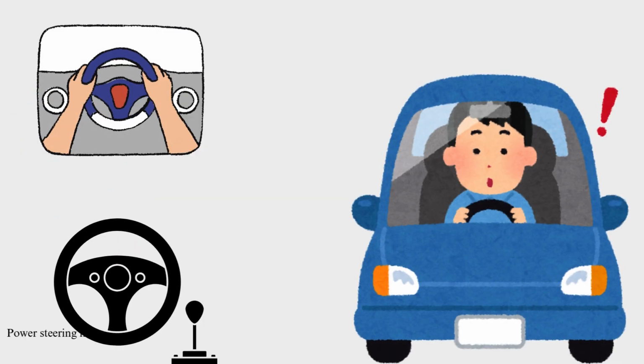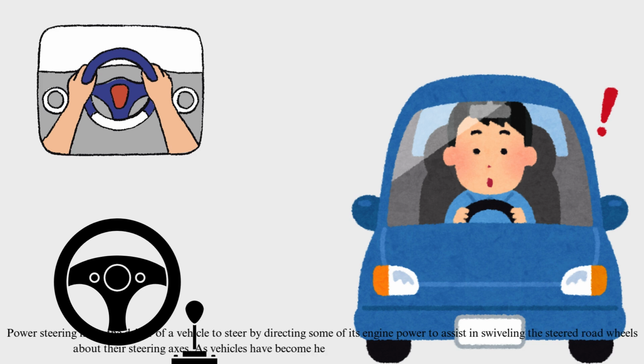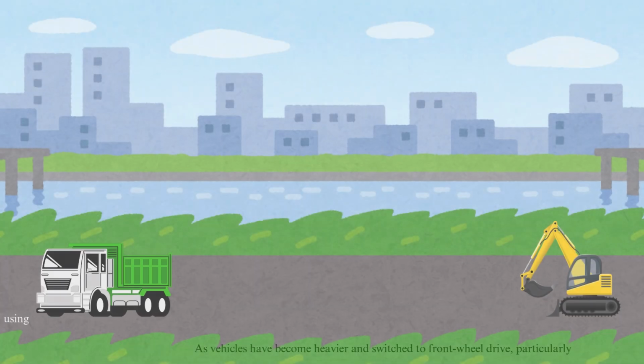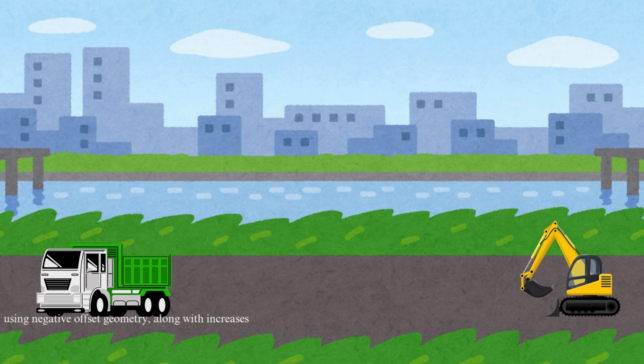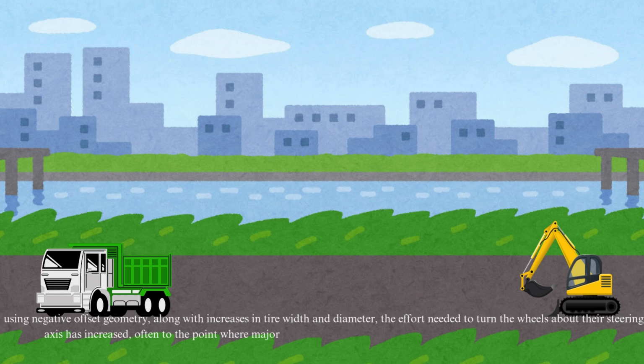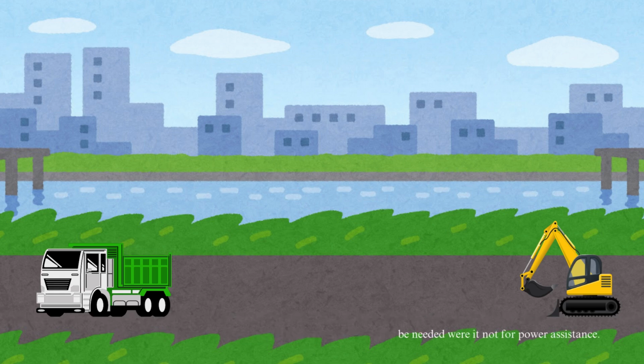Power steering helps the driver of a vehicle to steer by directing some of its engine power to assist in swiveling the steered road wheels about their steering axis. As vehicles have become heavier and switched to front-wheel drive, particularly using negative offset geometry, along with increases in tire width and diameter, the effort needed to turn the wheels about their steering axis has increased, often to the point where major physical exertion would be needed were it not for power assistance.